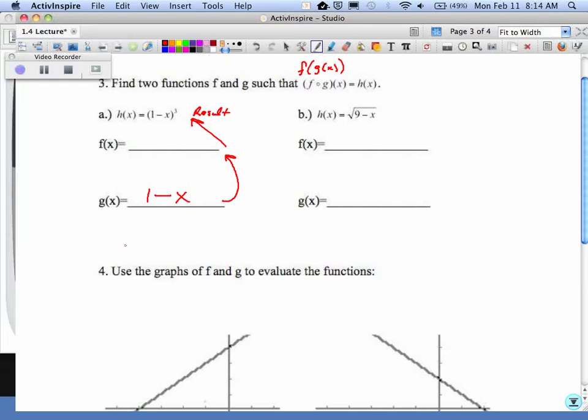What does it have to look like? The easiest would be, if it's just X cubed. So if you take 1 minus X, drop it into X here, you end up with 1 minus X cubed.